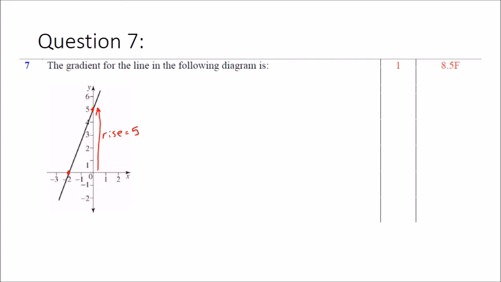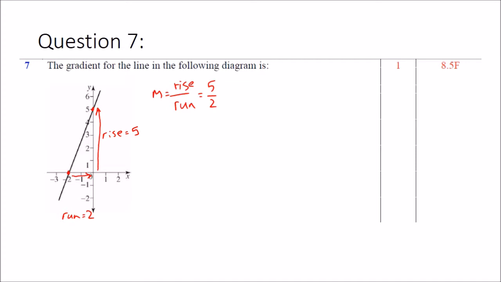From here I've gone from -2 across to 0. Now remember, when you're doing your run, always make it go from left to right. So I've got a run of 2. So one way of doing this is just to go, the gradient is rise over run, which is 5 over 2, and that's your answer.